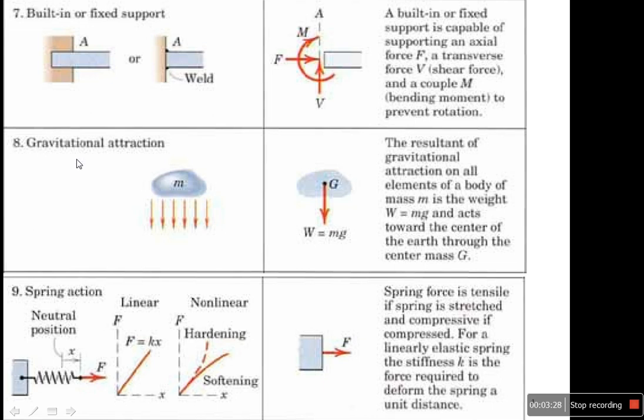If I have gravity, let's say gravitational attraction, I will put, in place of mass, a weight force, always downward, or let's say toward the center of the earth. The last one is spring action. If I have a spring here, I need to put just one force, and this force is equal to K multiplied by X. K is the spring stiffness or spring property, and X is the deformation of the spring.